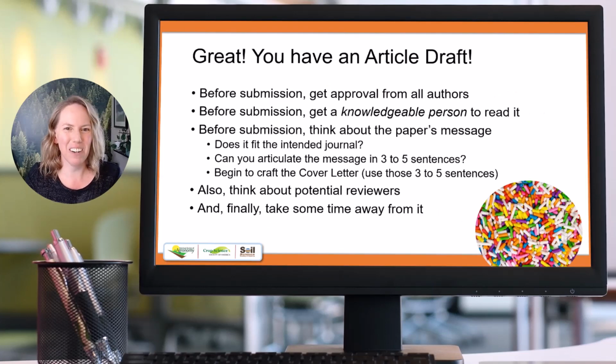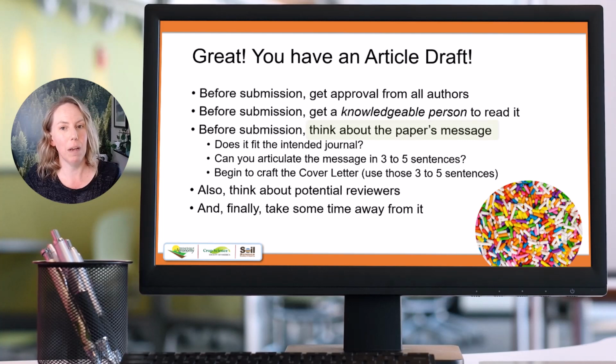All right, woohoo, you have a draft. But before you submit, do these 5 things. First, make sure all authors approve the paper. Second, get a knowledgeable person to read it. Knowledgeable in the sense that they understand scientific writing, but they're not tied directly to your project. Find someone who can read your paper from a perspective that is both unattached and unbiased to your results.